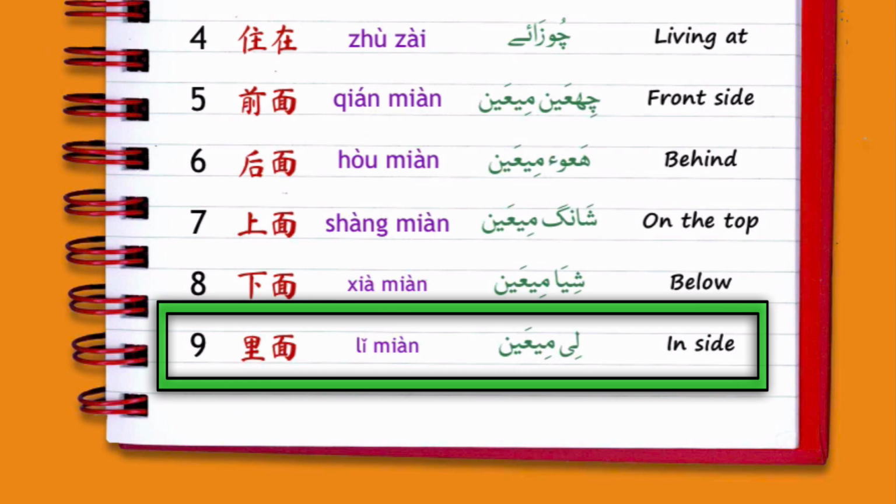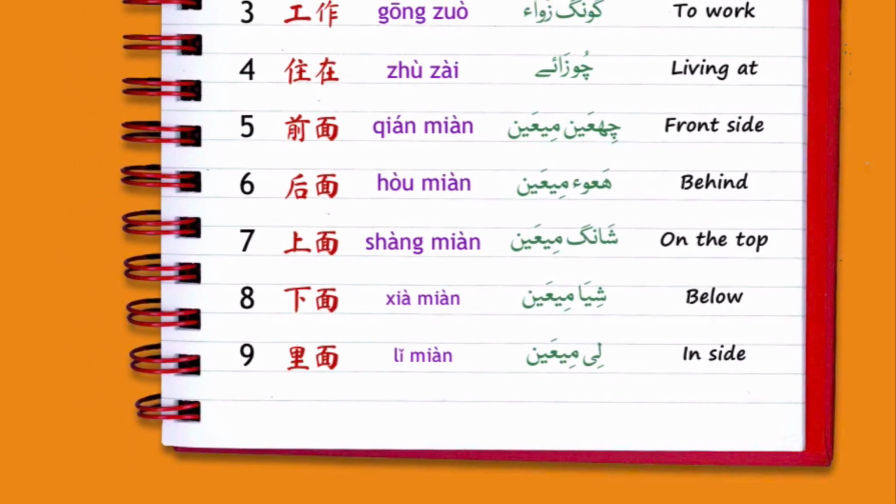So we have some sides in today's vocabulary. For example, 前面 front side, 后面 back side, 上面 upside, 下面 downside, and 里面 inside. I hope you guys like today's lecture.